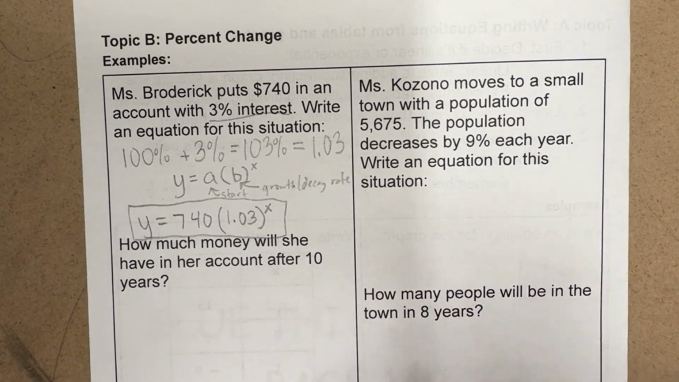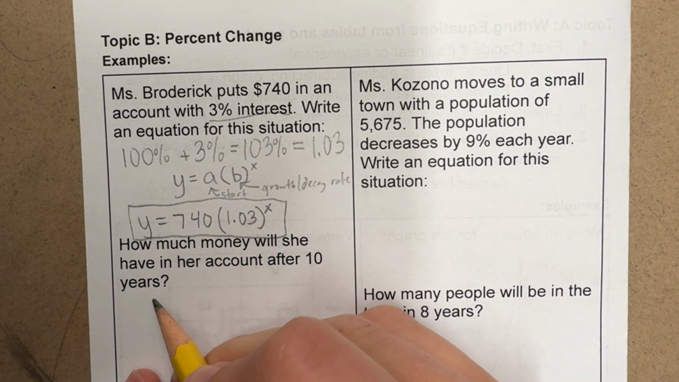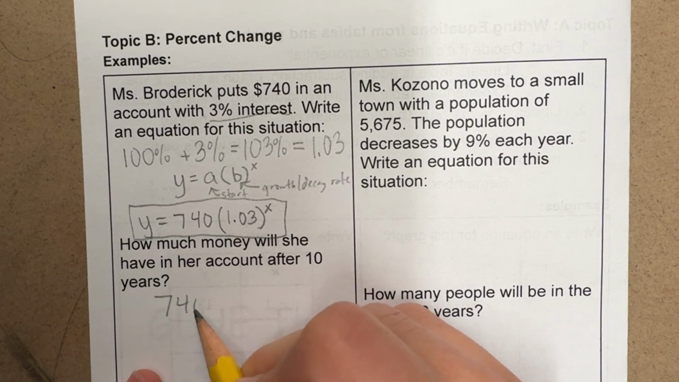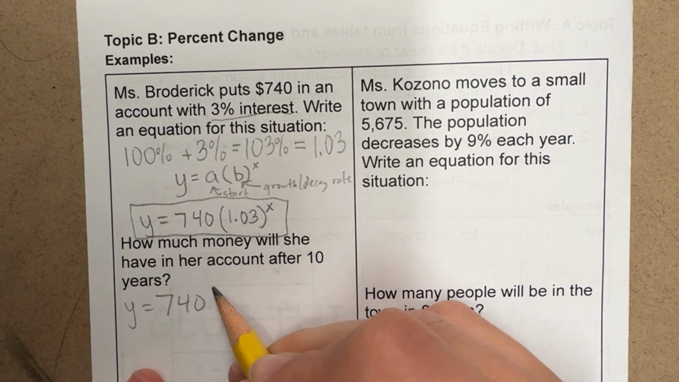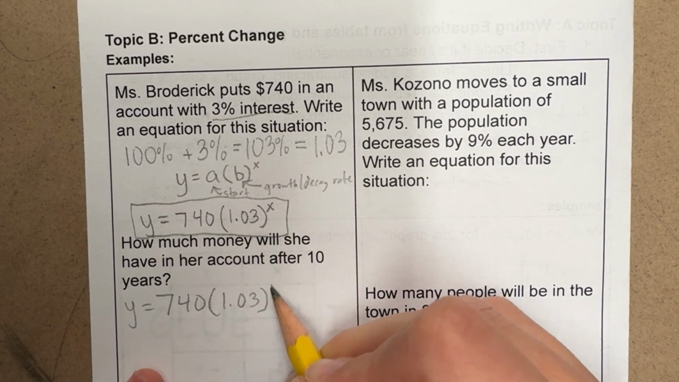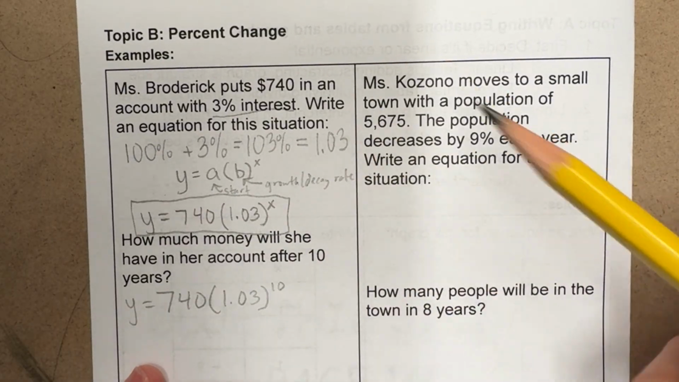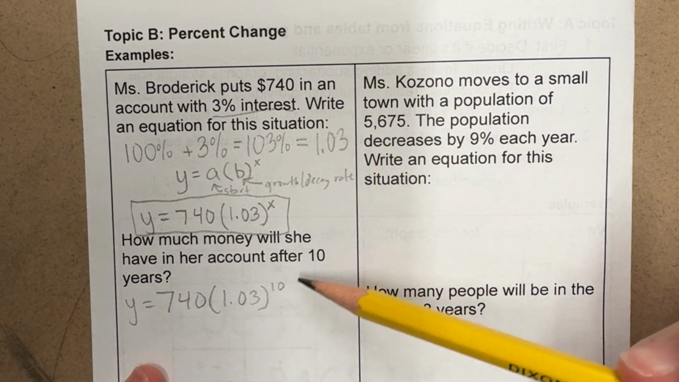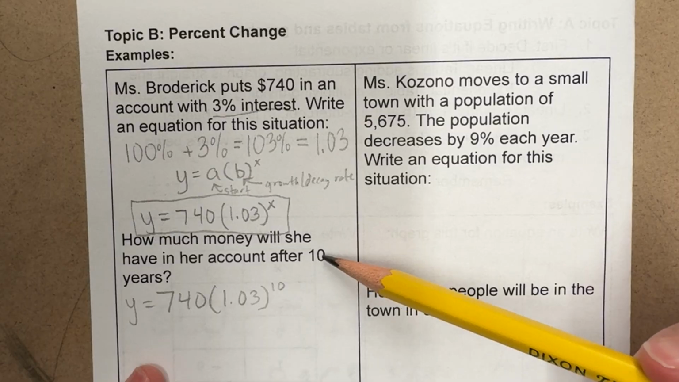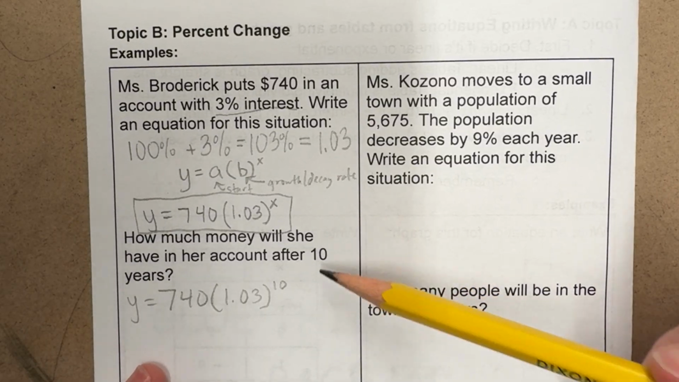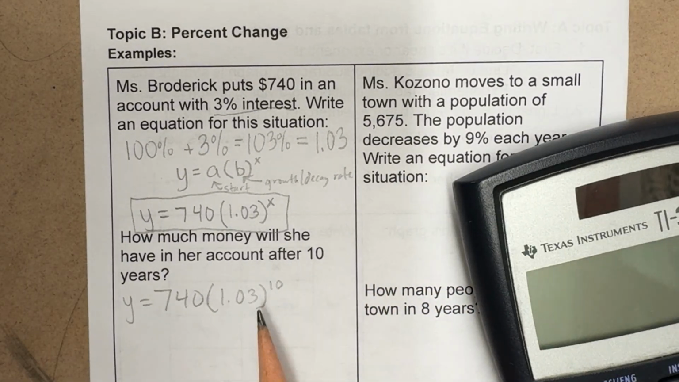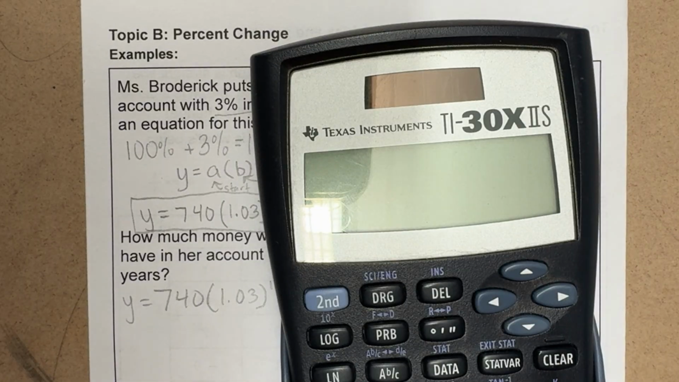Now, how much money will I have in my account after 10 years? Well, what I do is I take this 740, right? I want to know how much. This is going to be to the power of 10, because that means it's 3% interest per year. So every year the interest gets compounded, and 10 years means this is going to get compounded 10 times.